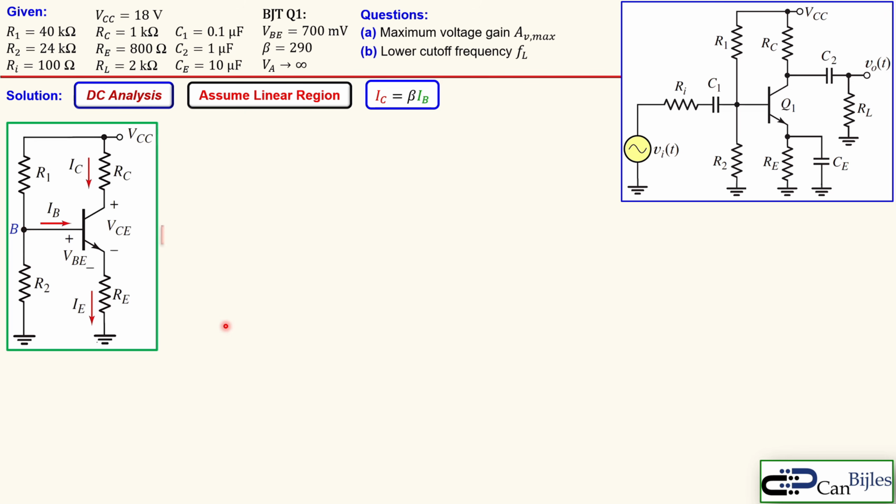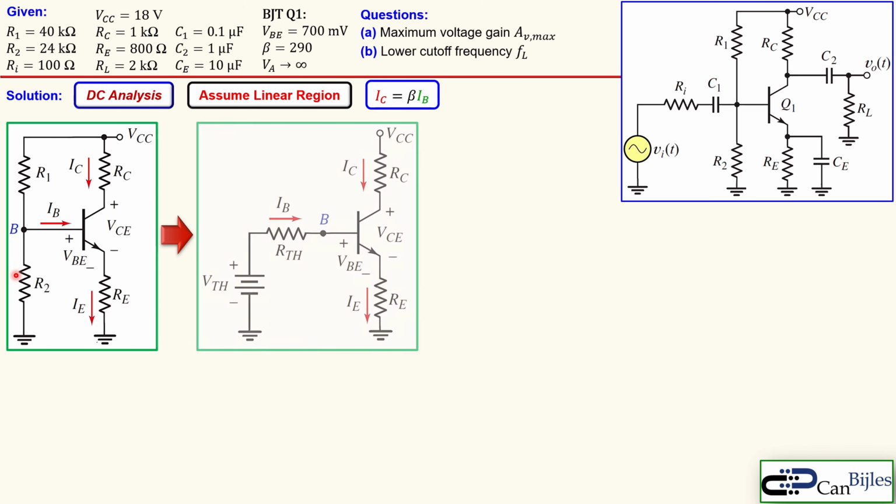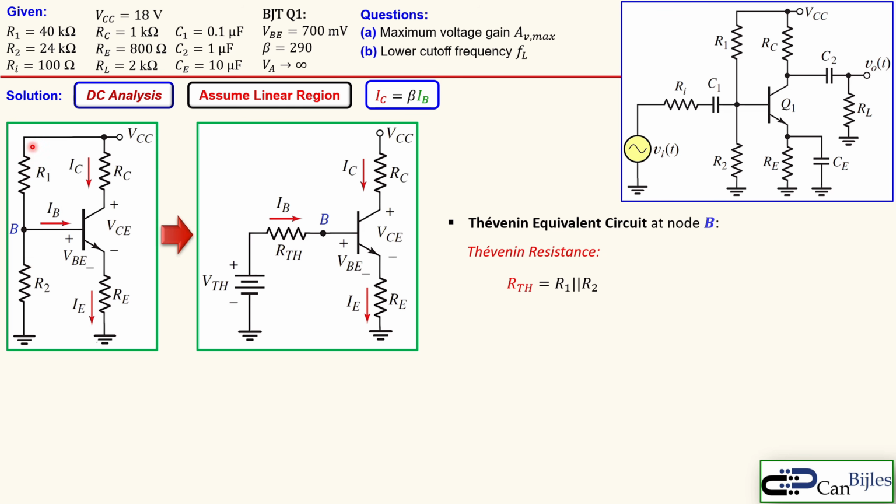Now what I will do next is convert this circuit into the Thevenin equivalent circuit. Why? Because that will allow us a more convenient way to calculate the required values for the next step. So I use R1 and R2 to calculate the R Thevenin. That will be discussed in more detail shortly. And the Thevenin voltage, VTH, will also be calculated using the two resistors and the VCC. So the Thevenin equivalent circuit at node B has the Thevenin resistance, RTH, which is just a parallel combination of these two resistors.